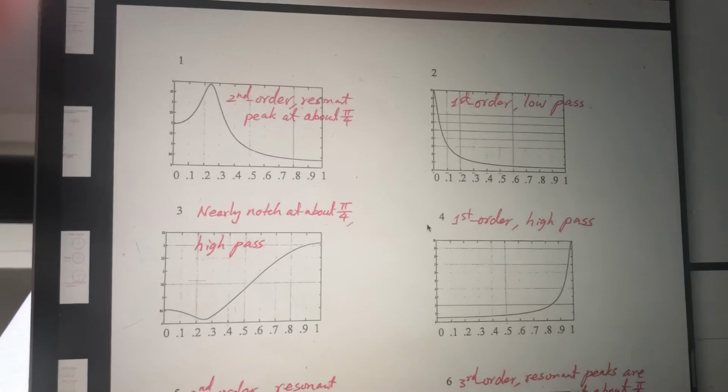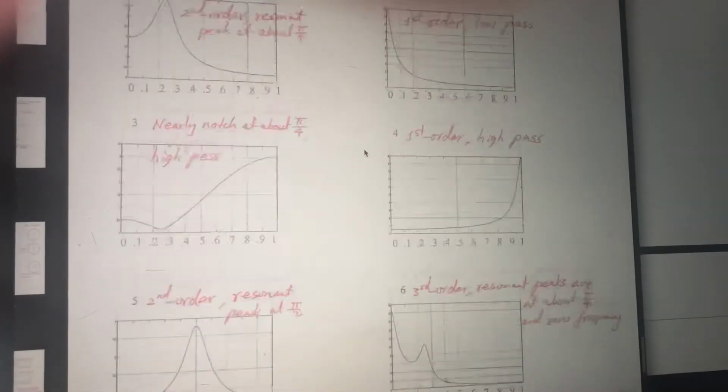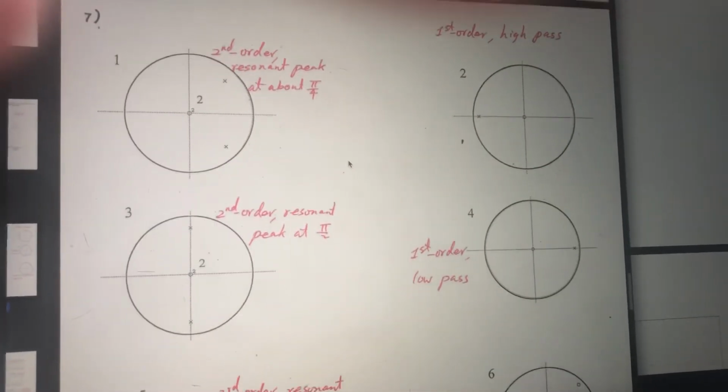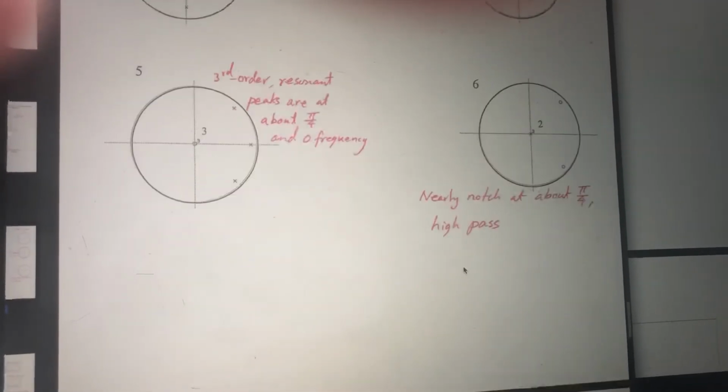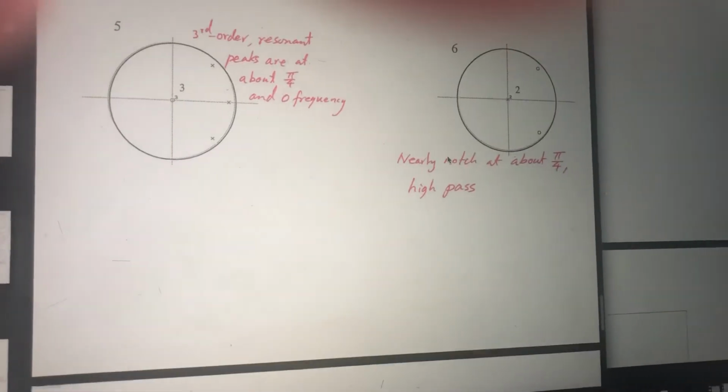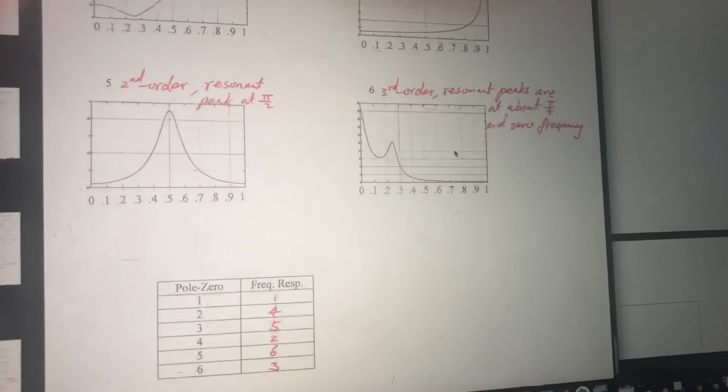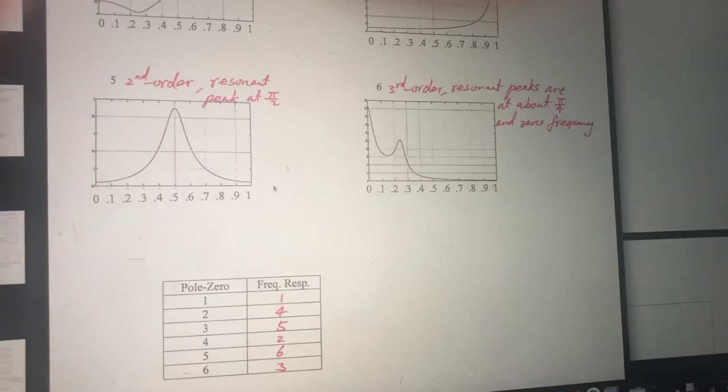And since there are only 6 graphs, and we have 5 graphs solved, graph 6 can only correspond to graph 3.